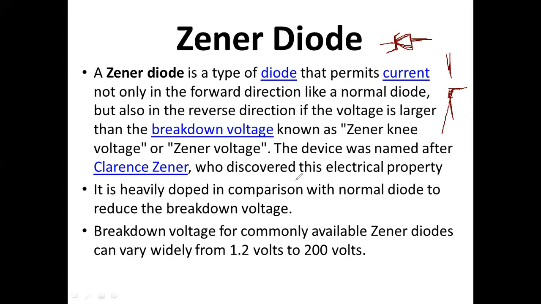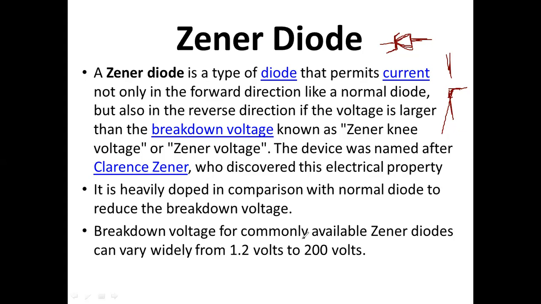The device was named after Clarence Zener, who discovered this electrical property. It is heavily doped in comparison with a normal diode. A normal diode is mediumly doped, but Zener diodes are heavily doped to reduce the breakdown voltage. To decrease the breakdown voltage, we made the doping heavy. So it is heavily doped.